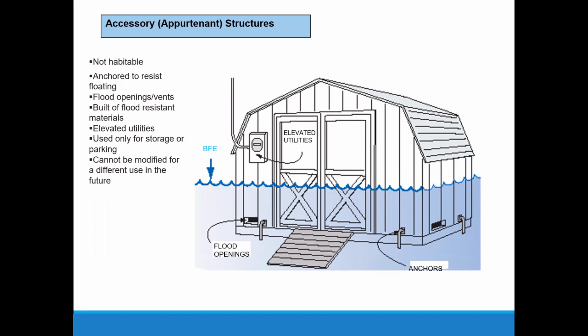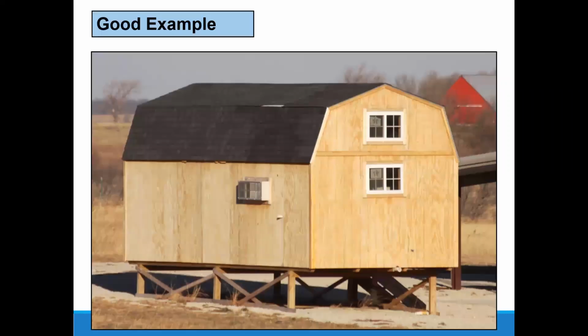And so it has to be no larger than 600 square feet. That is FEMA's definition of a low cost investment. And then here's a good example of one. It's elevated, the utilities are elevated, so it looks good as long as we have an elevation certificate for this to make sure that it's elevated properly, then it is good to go.